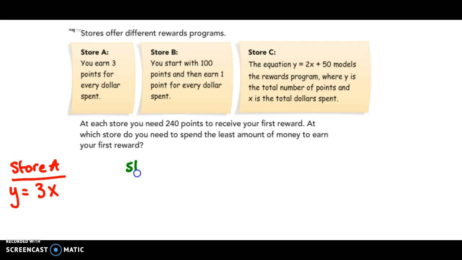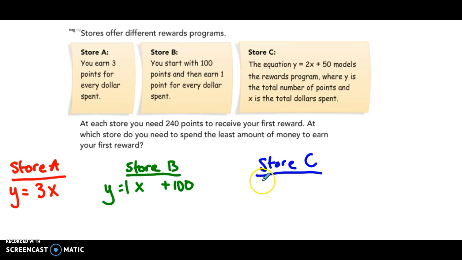Let's do store B in green. Set up its equation. You start with 100 points, so that tells me that's my initial value, my b value. I start with 100 points and then earn 1 point every dollar that I spend. So I get 1 point times each dollar that I spend. So my equation is y equals 1x plus 100. Store C, we'll do in blue. We've already been given the equation, y equals 2x plus 50. So you start with 50 points, and every dollar that you spend, you get 2 points.